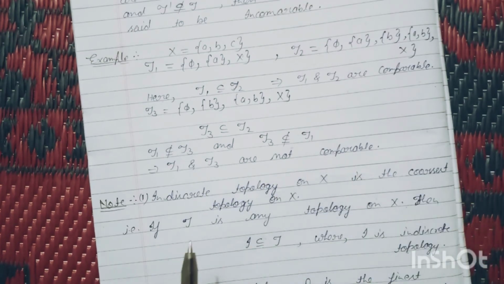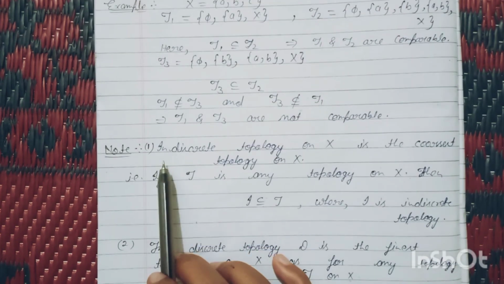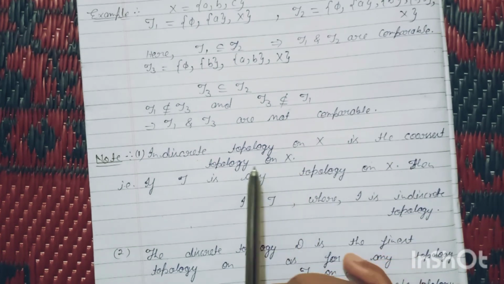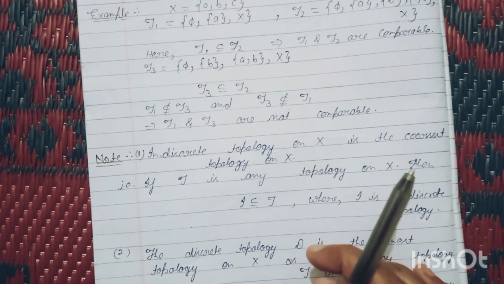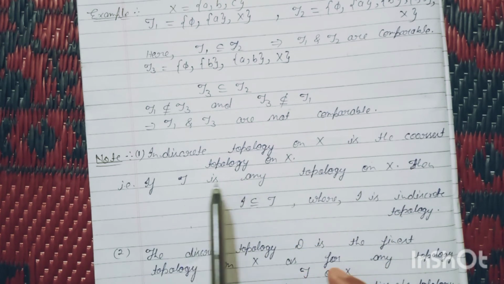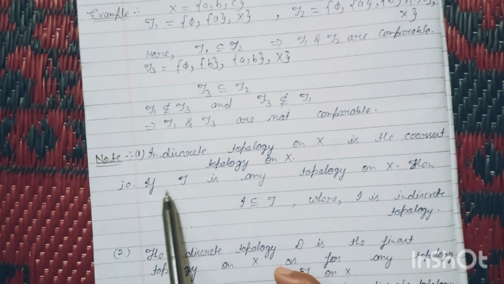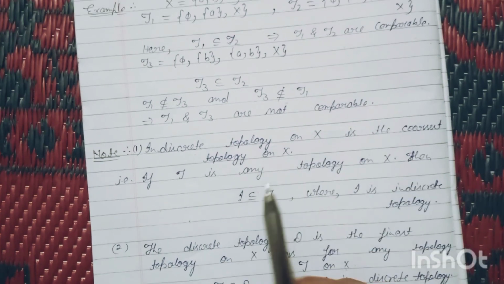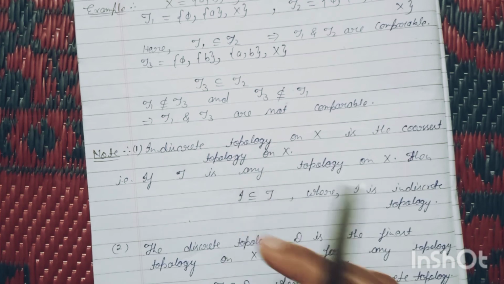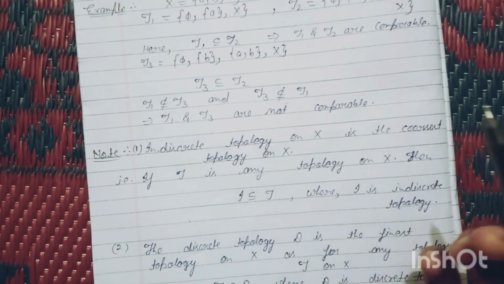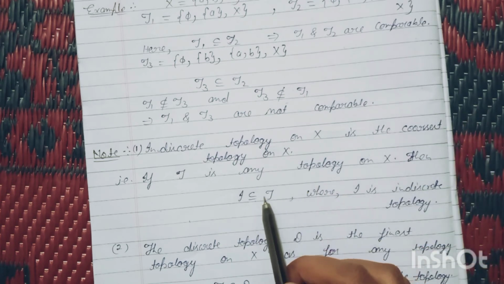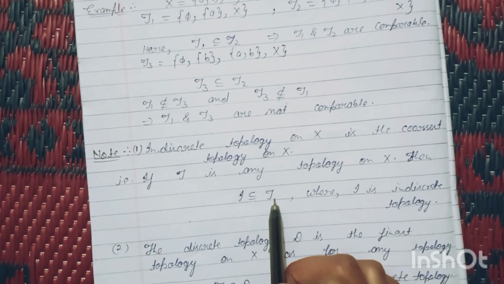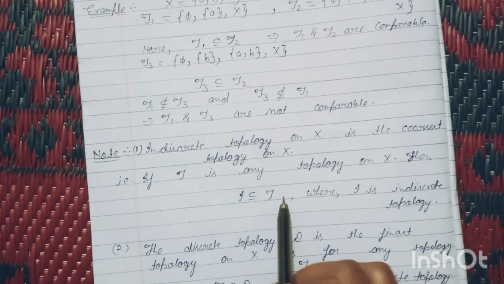So from here, some notes. Note first: the indiscrete topology I on X is the coarsest topology on X. We know that the indiscrete topology is the smallest topology on X. So if T is any topology on X, then T always contains I, that is, I is always contained in T, because I is the smallest topology on X. So if we define another topology T other than I, it must be a superset of I. So we can say that I and T are comparable, because I is always contained in T, where I is the indiscrete topology.